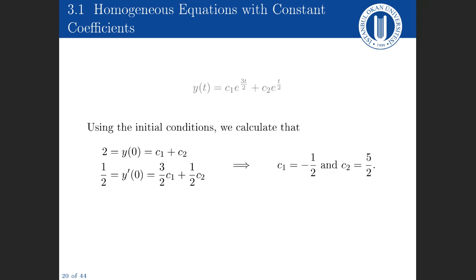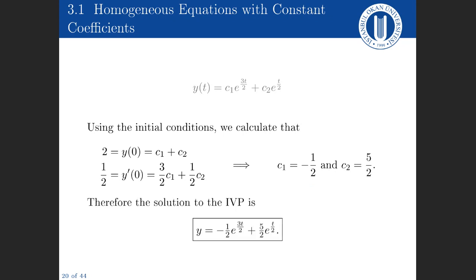And I'm going to leave this for you to check. Please check that I didn't make a mistake here when you have more time. If I've made a mistake, let me know on the discussion forum. I think the constants must be minus a half and 5 over 2. And then we can write down the solution to the initial value problem. Minus a half e to the power 3 over 2 t, plus 5 over 2 e to the power t over 2.